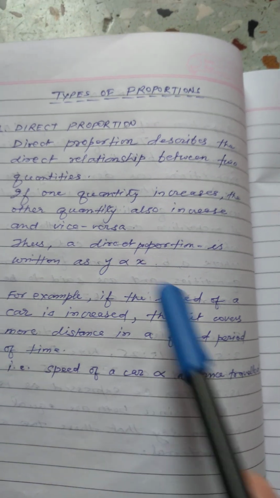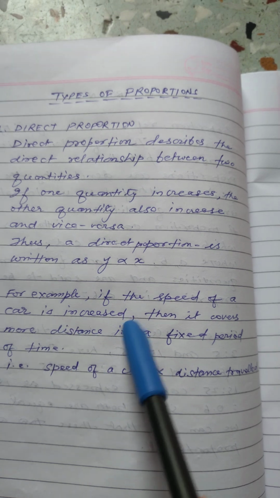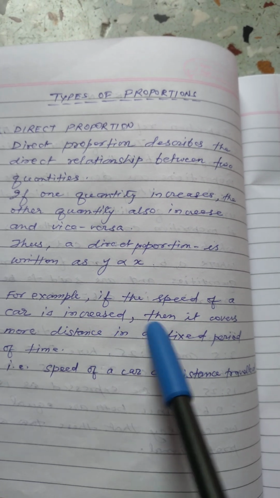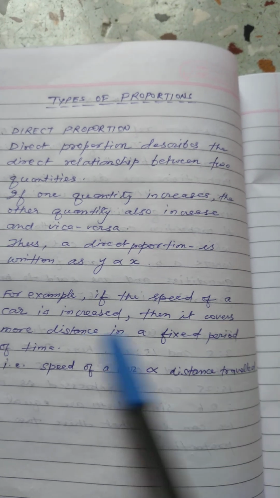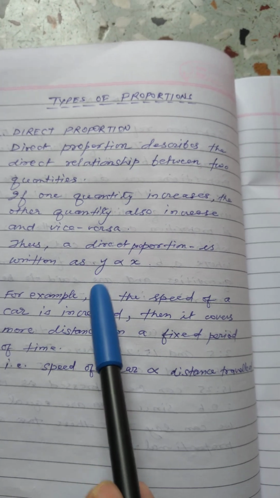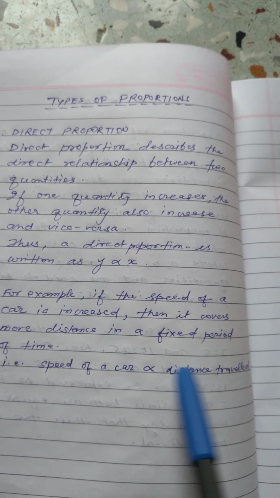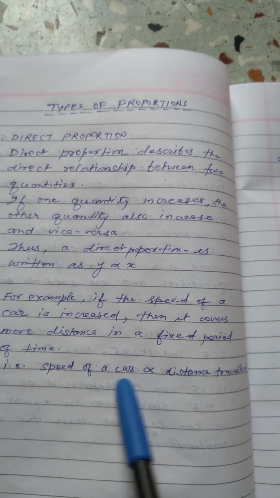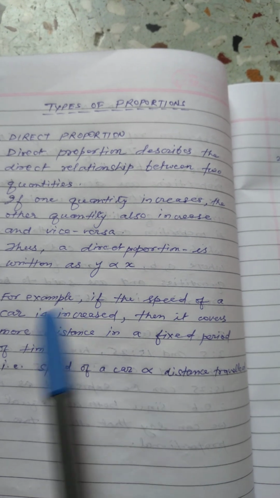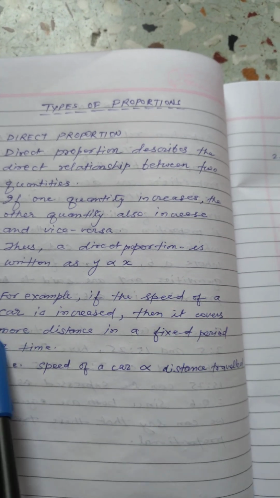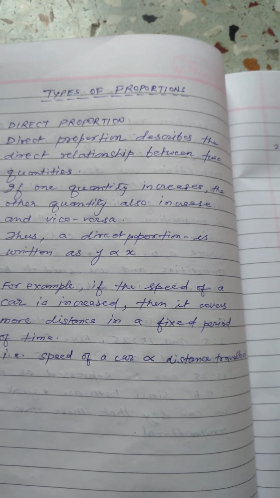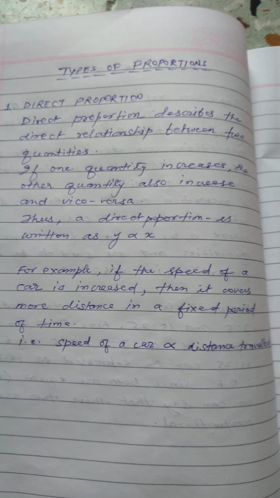For example, if the speed of a car is increasing, it covers more distance in a given period of time, so the speed of the car and the distance traveled are directly proportional. The speed of the car is increasing and the distance covered is increasing, so they are directly proportional.